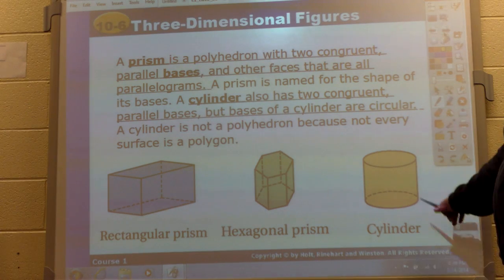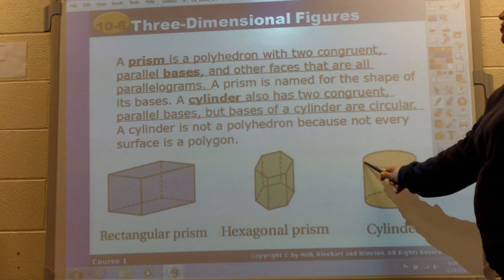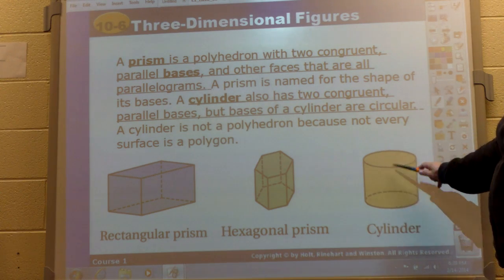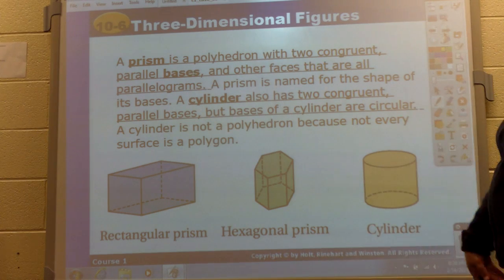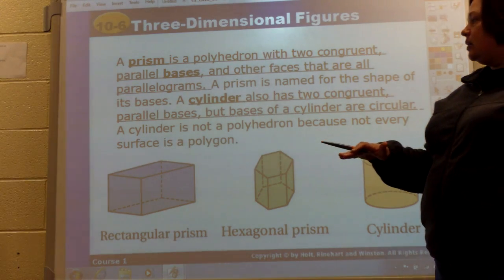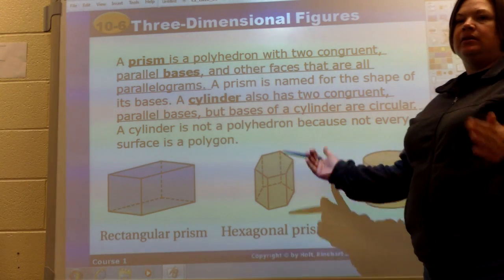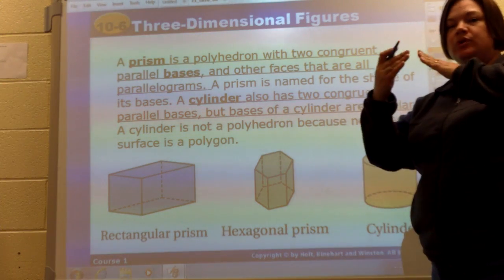Your cylinder is the one that has the circle, and also has two congruent parallel bases, so your top and bottom are going to be the same size. The cylinder, you can go through that as well. The pyramid, you cannot. The pyramid's only going to have one base, and then if it's a triangular pyramid, the triangles will fold up to a point at the top.